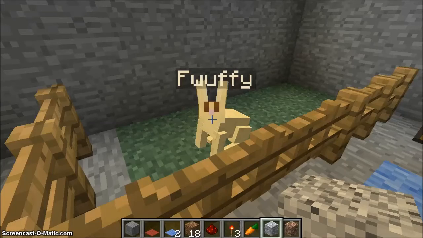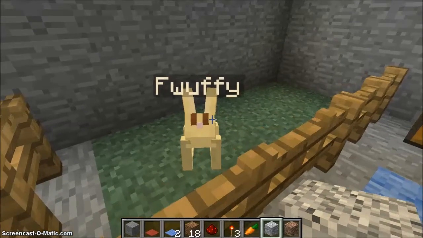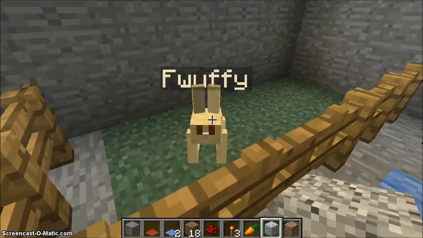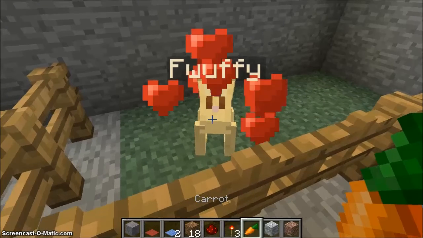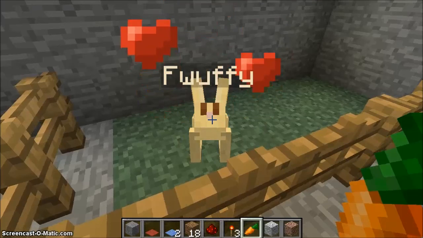Oh, who's a good bunny? Who's a good bunny? Yes, you are, Fluffy. You're a good bunny. Daddy's gonna protect you from all those mean people with the redstone. He's gonna blow them all up. Oh, yes. Oh, kisses, kisses, kisses.